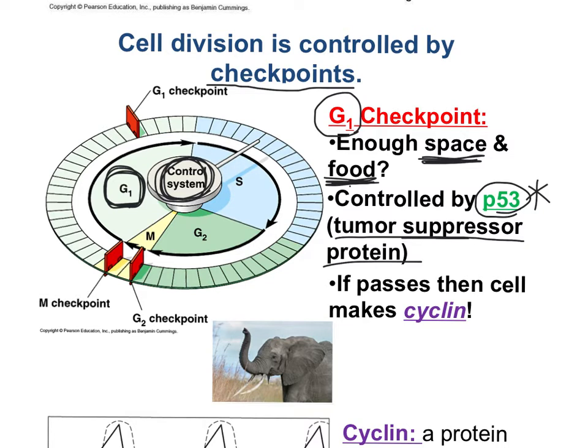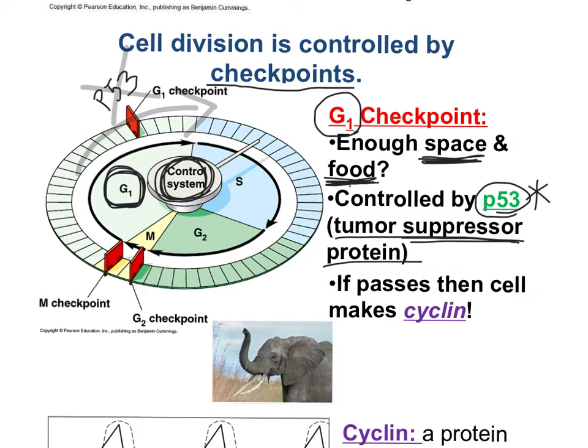P53 should suppress, it should stop a tumor from forming. So P53 is like the little gatekeeper here saying, stop, there's not enough space, there's not enough food. But if somebody has a mutated copy of P53, the cell might bypass that checkpoint, ignoring the fact that there's not enough space and food.